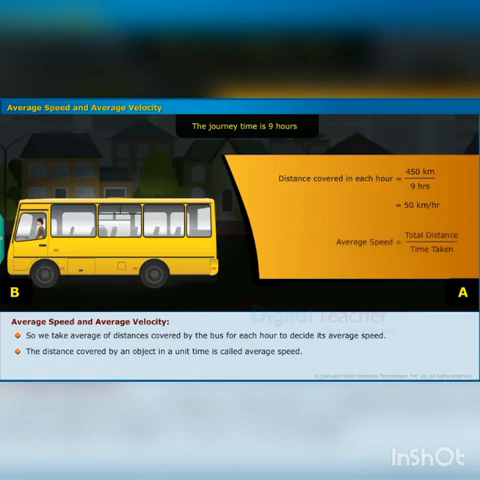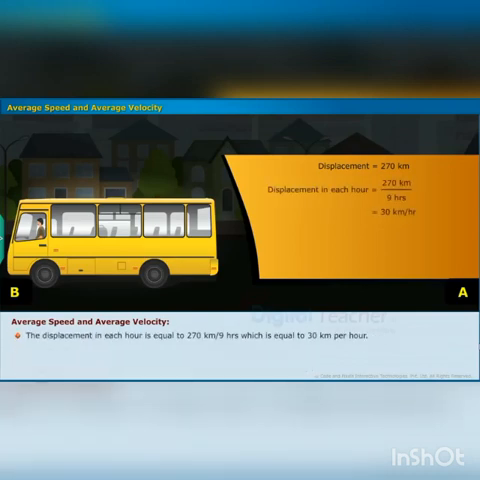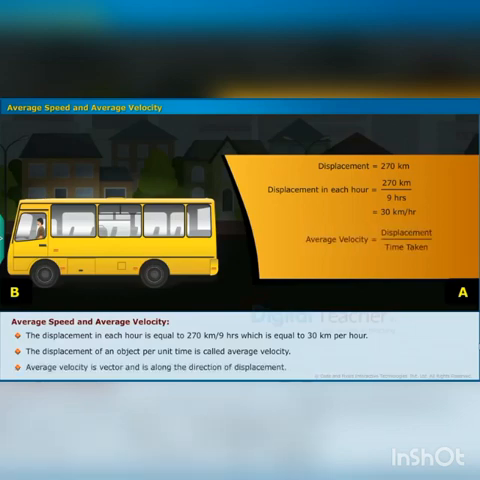The distance covered by an object in a unit time is called average speed. Let the displacement of the trip in this example be 270 kilometers due southeast. The displacement in each hour is equal to 270 kilometers per 9 hours, which is equal to 30 kilometers per hour. The displacement of an object per unit time is called average velocity. Average velocity is a vector and is along the direction of displacement.